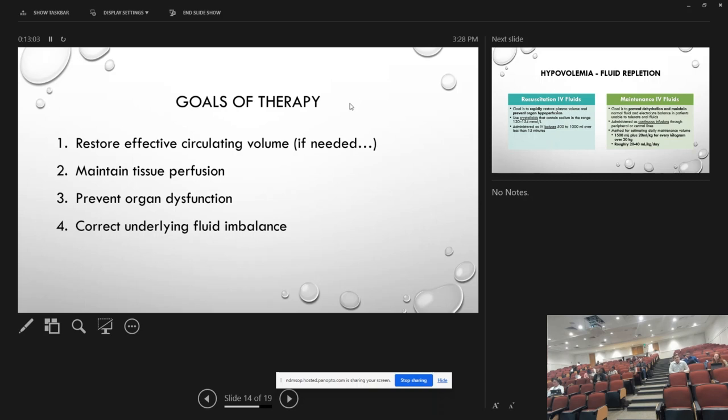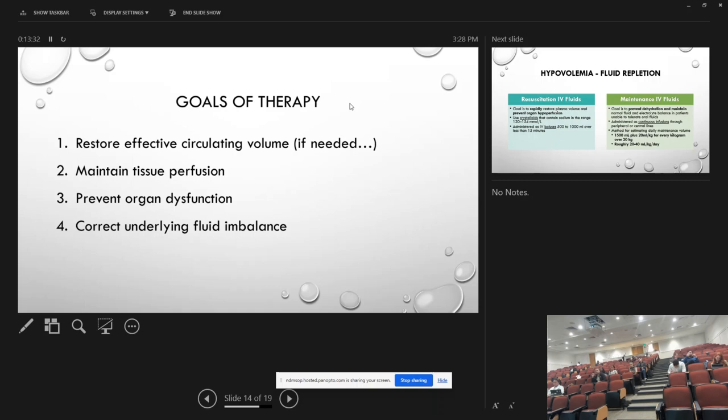If you do that, you should be able to maintain tissue perfusion and perfusion to your vital organs, specifically the brain and heart. You want to prevent organ dysfunction. So one of the organs that is going to be impacted first is which organ? If you have a decrease in effective circulating volume, which organ is going to be impacted first?